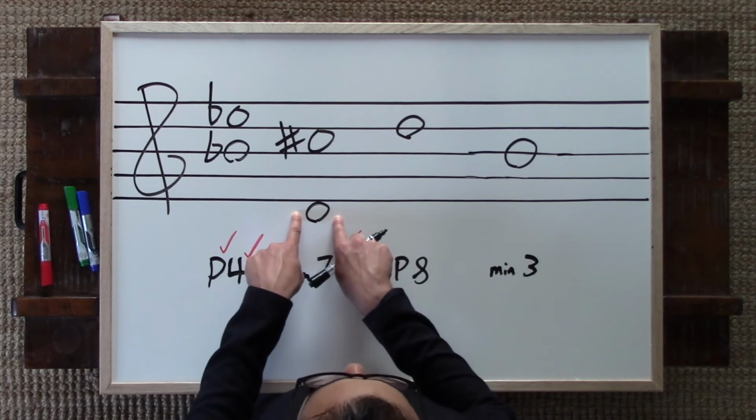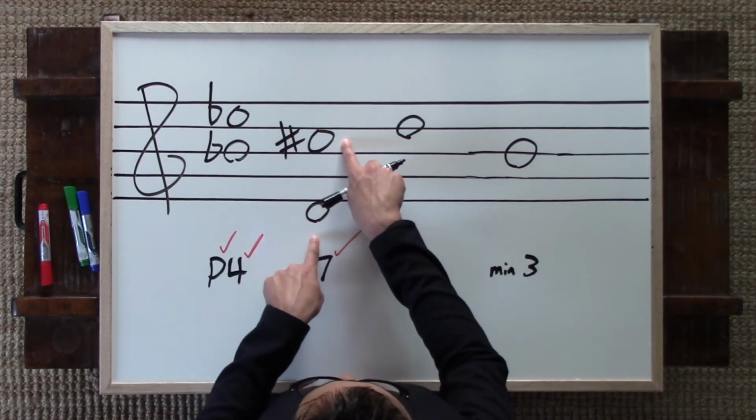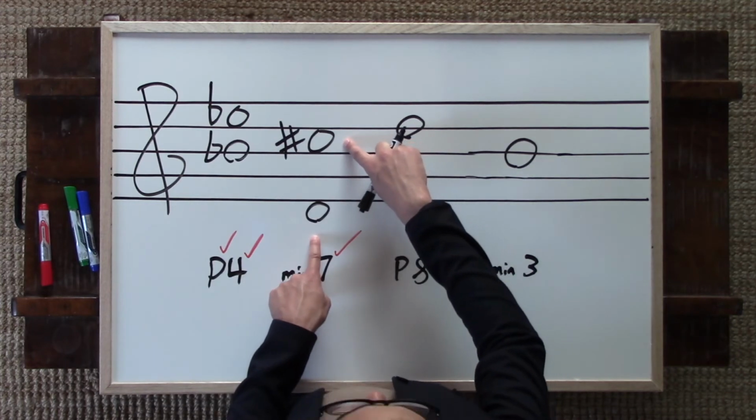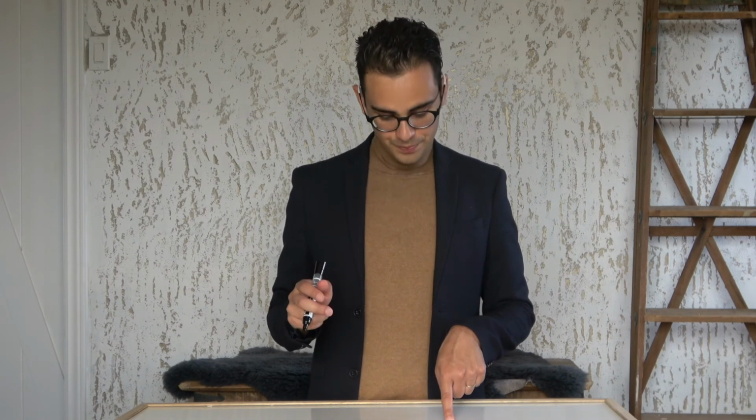The 7th note of a D major scale is actually C sharp. So right now, on the board, we are looking at a major 7th. Okay? Now the label is asking us for a minor 7th. We know minor intervals are 1 semitone smaller than major intervals.